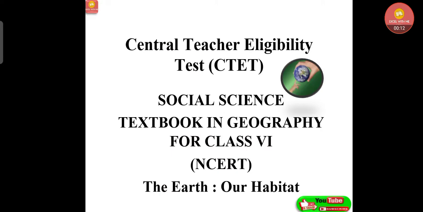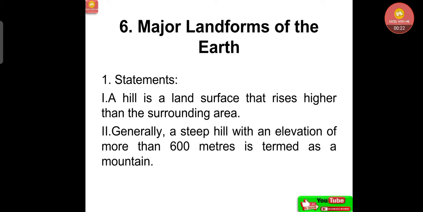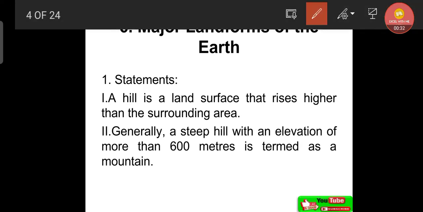Let's start today's class, that is Central Teacher Eligibility Test Paper 2 Social Science Geography NCERT Class 6 The Earth Our Habitat, Chapter 6, that is Major Landforms of the Earth. Let's start with the statements. Number 1, a hill is a land surface that rises higher than the surrounding area. Generally, a steep hill with an elevation of more than 600 meters is termed as a mountain. So, these two statements are true. We have to remember these two things, a hill and a mountain.